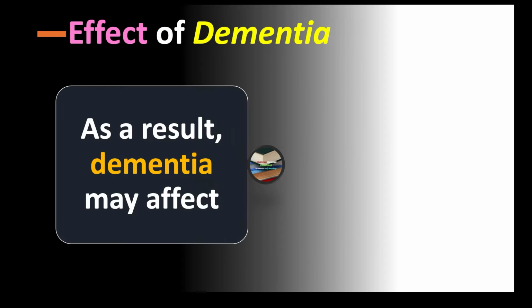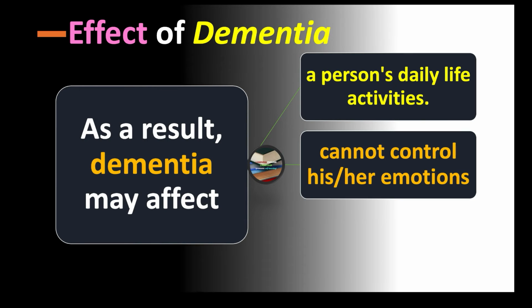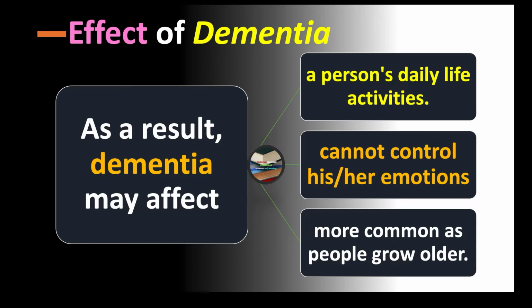We continue our discussion. Effect of dementia. As a result, dementia may affect a person's daily life activities, cannot control his or her emotions, and it's more common as people grow older.